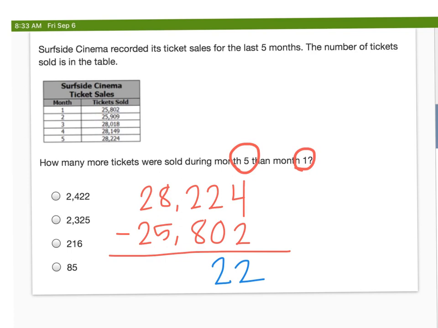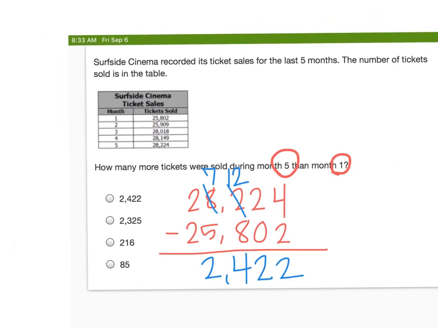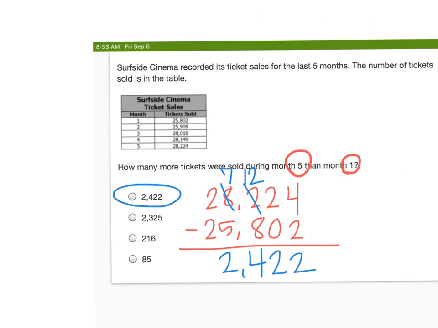I cannot take away 8 from 2. I need to regroup or borrow. This 8 is going to become a 7. This 2 is going to become a 12. That's 12 minus 8 is 4. 7 minus 5 is 2. And 2 minus 2 is 0, which means that answer choice A was the correct choice.